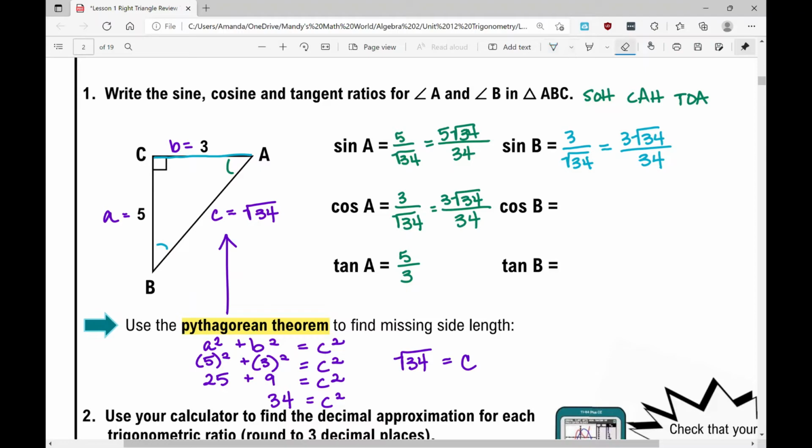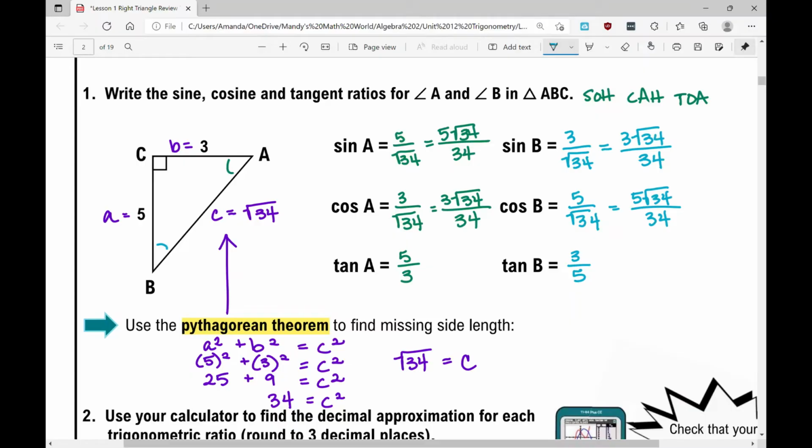Now let's move on to the cosine of B. The cosine of B is the ratio of the adjacent leg to the hypotenuse. Well, the adjacent leg is right here, and that's 5 over the square root of 34. And we want to rationalize the denominator, so I get 5 times the square root of 34 over 34. And now the tangent of B. Tangent of B represents the ratio of the opposite side over the adjacent, which is now 3 over 5.